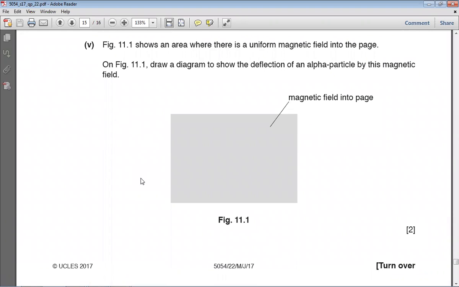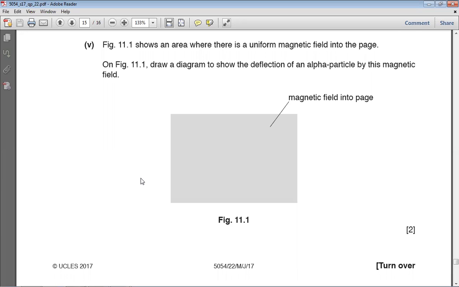So this is the fifth part. He says figure 11.1 shows an area where there is a uniform magnetic field into the page. On figure 11.1, draw a diagram to show the deflection of an alpha particle by this magnetic field.